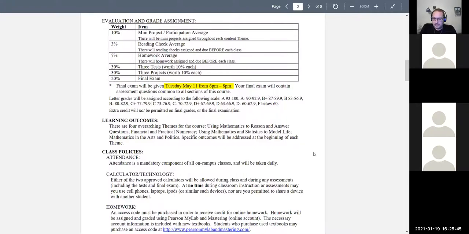Let's see, mini projects are basically like quizzes, yes. With the quizzes, the mini projects, the reading checks, the homework, these three categories, you can get help from your classmates, you can get help from a tutor, you can ask me for help. That is perfectly fine. You can use notes on these. That's perfectly fine. Not on every assignment, no.